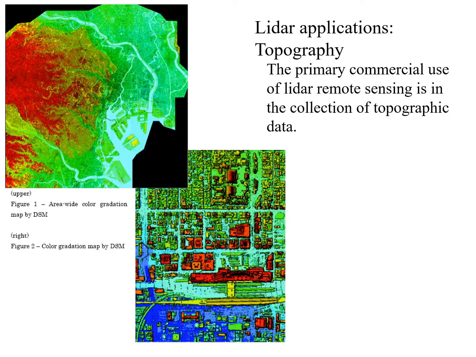So what are the applications of LiDAR? Just very briefly to give you a sense of what we're going to be talking about. The primary commercial use of LiDAR remote sensing is in the collection of topographic data. So on the left, we have a hillside with typical pseudocolor illustration. Blue areas are low elevation, red areas are upper elevation. And at the bottom, we have the same thing, but for an urban area. So you can see not only individual buildings, but you can see their height as a color code.